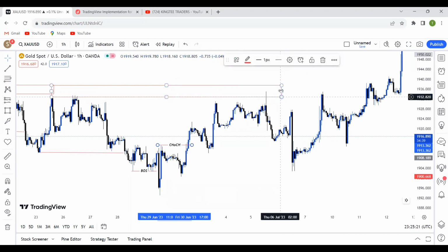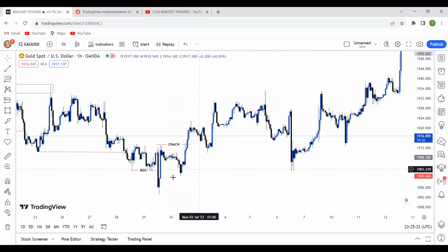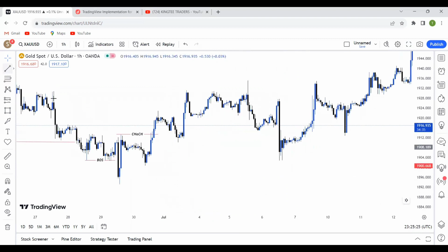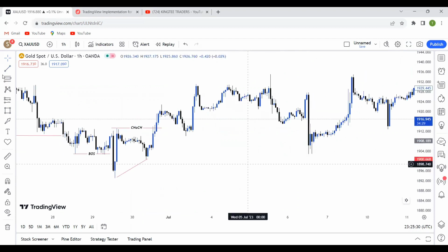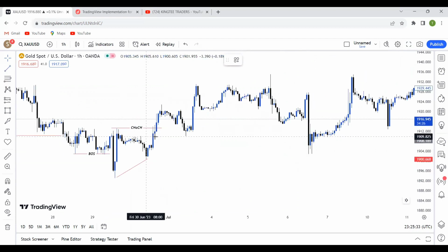From this change of character, let me remove this order block. My order block is going to be this one. I'm going to have a filler swing here. This is my filler swing. Obviously, I'm having an imbalance here. This is my imbalance. Obviously, I need to choose my order block below this imbalance. So this is going to be my order block.